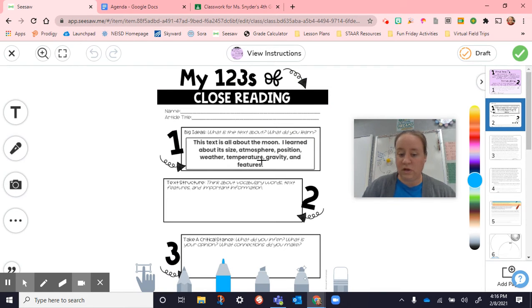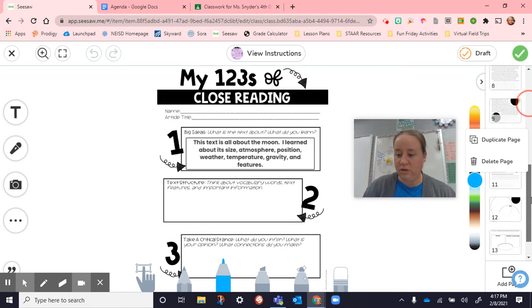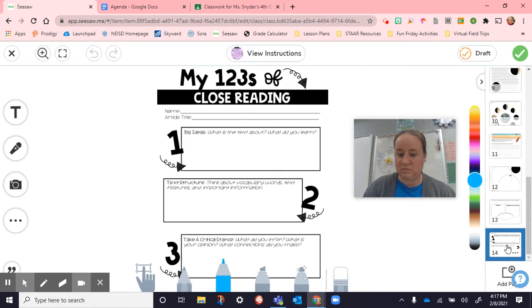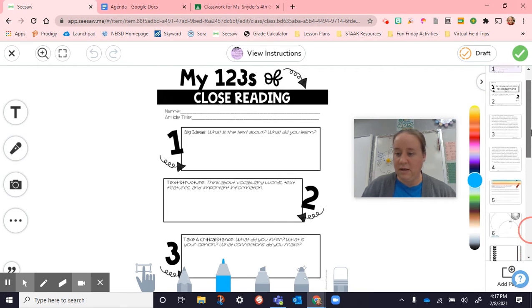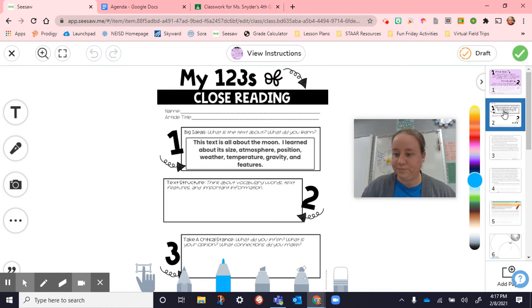So this was our recording sheet that we used. I didn't put enough because I think we're going to need another one. So we duplicated the page and pulled it all the way down to the bottom here and made another copy just in case. So this is the one we recorded on.